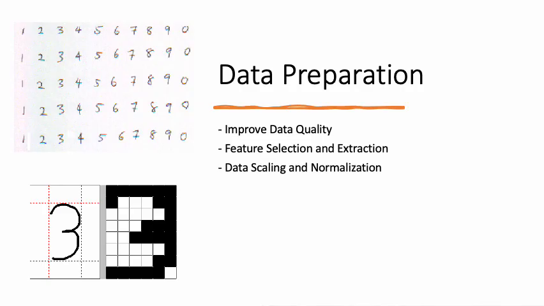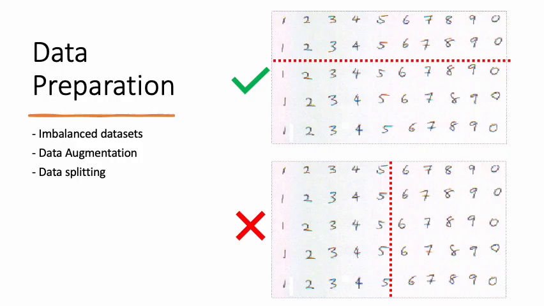Transforming raw data into meaningful features is critical for the success of the model. Choosing the right and effective features can significantly improve the model's performance. Data scaling and normalization ensure that all data points are on the same scale and distribution. Imbalanced datasets, where some classes are more represented than others, can lead to a biased model. Addressing these imbalances during data preparation ensures that the model learns to recognize all classes accurately.